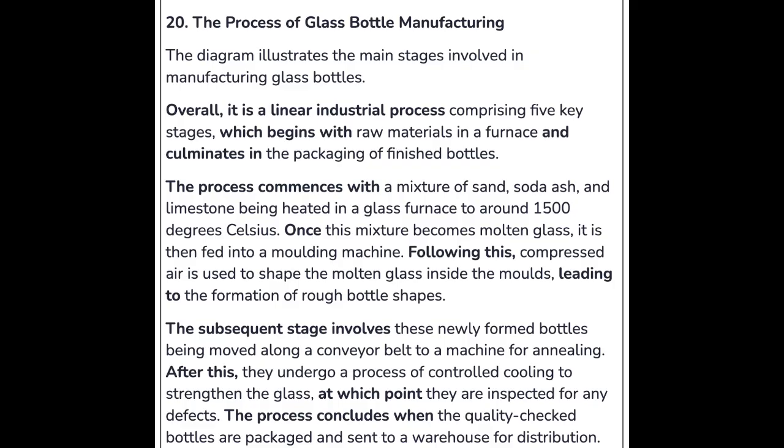The subsequent stage involves these newly formed bottles being moved along a conveyor belt to a machine for annealing. After this, they undergo a process of controlled cooling to strengthen the glass, at which point they are inspected for any defects. The process concludes when the quality-checked bottles are packaged and sent to a warehouse for distribution.